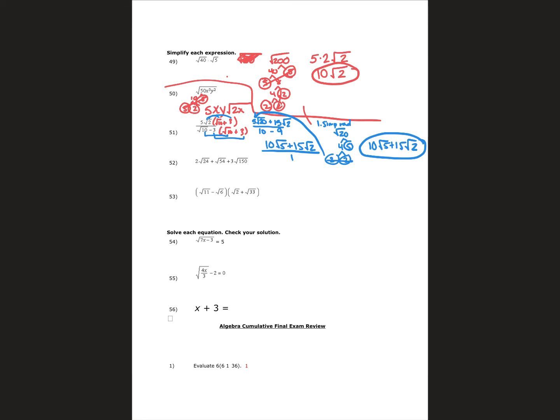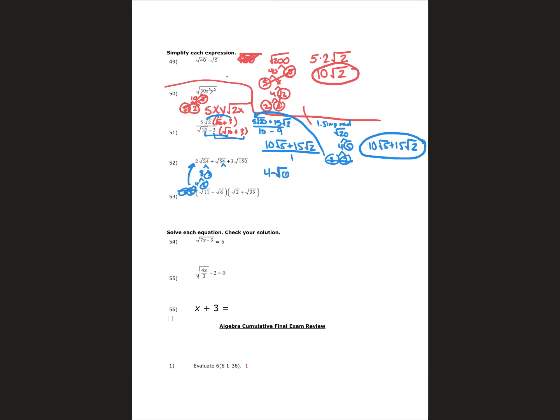For 52, we need to be able to combine like radicands, but we have to first simplify these radicals. So radical 24 breaks down to 8 and 3. 8 is 4 and 2. 4 is 2 and 2. So I could take out a pair of 2's, and the leftovers is 2 times 3. So I have 2 times 2, sorry, so not 2. I have 4 radical 6.